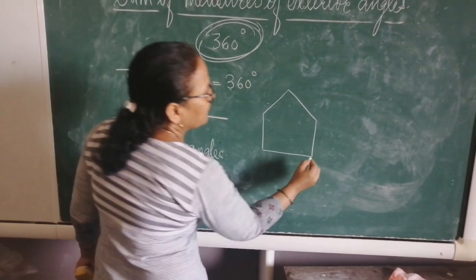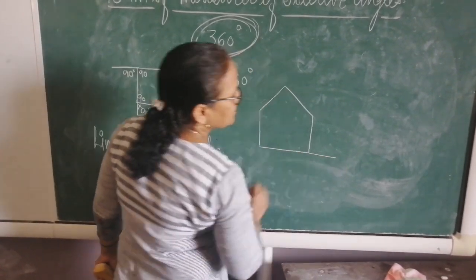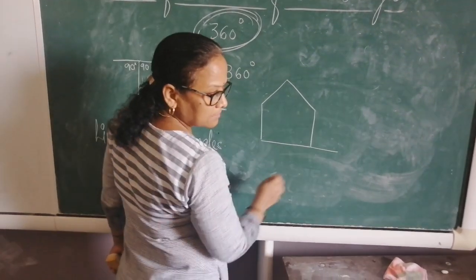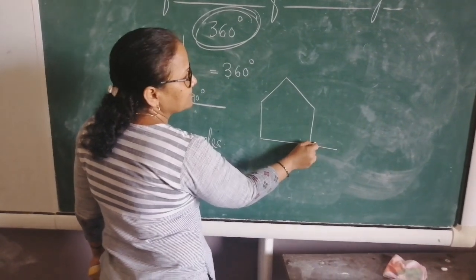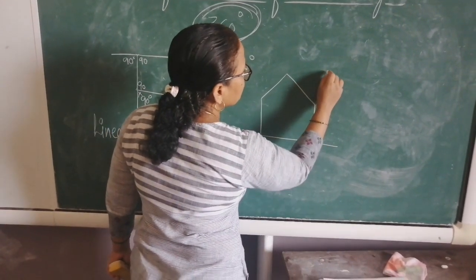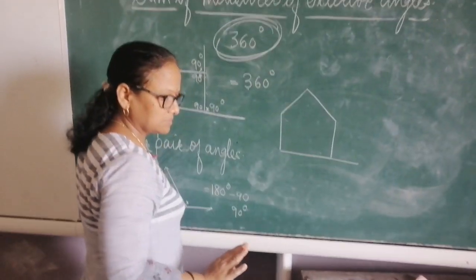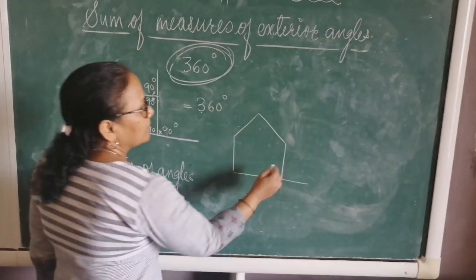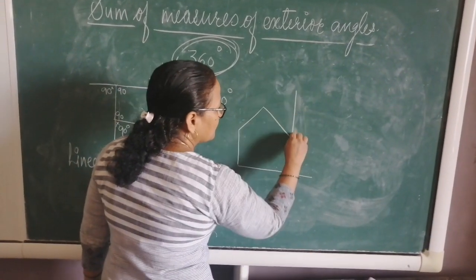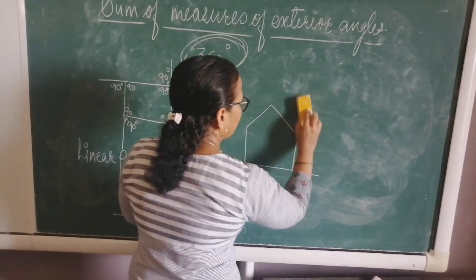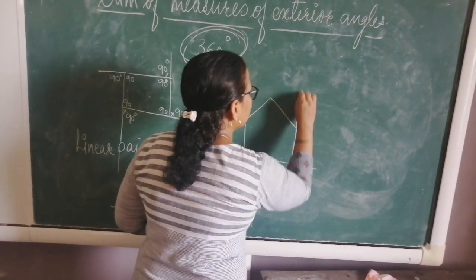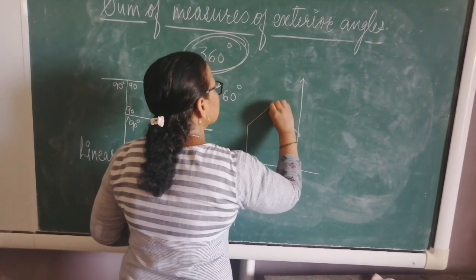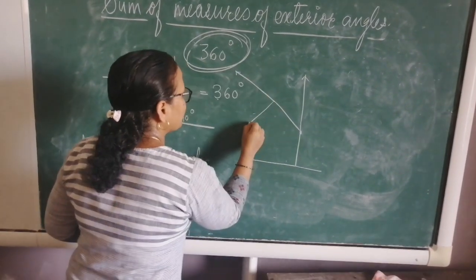Okay. Now, for a regular pentagon, this is called the exterior angle. Now this is a pentagon. This is the exterior angle. This is the exterior angle of this.